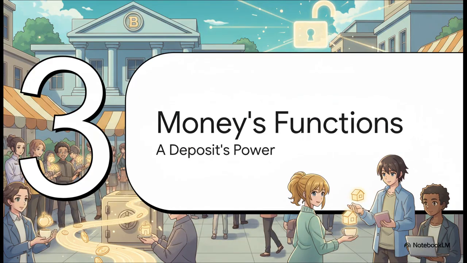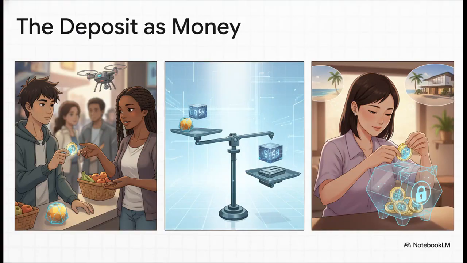So, what has this whole story shown us? It demonstrated that those digital numbers, those bank liabilities created way back in step one, fulfilled every single function we expect from money. Let's just recap that really quickly. The deposits acted as a medium of exchange, allowing our producers to trade. They were a unit of account, giving a common measure of value, and crucially, they served as a store of value.